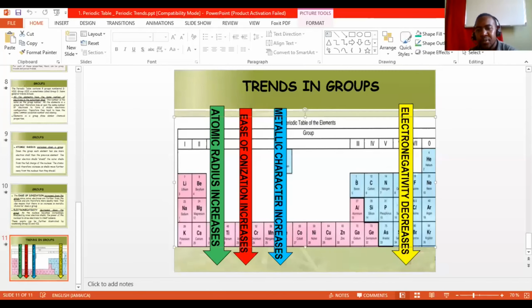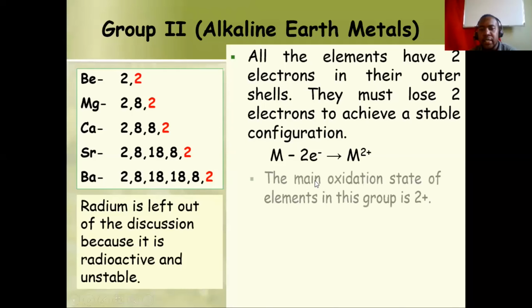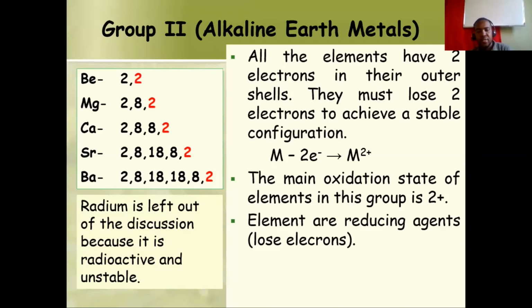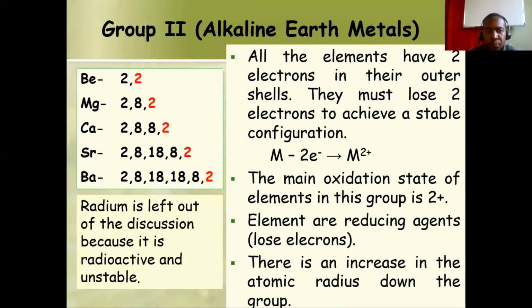So all the elements have 2 electrons on their outer shell, which is noted, right? They must lose 2 electrons to become stable, so they all will have a +2 charge when they lose electrons. All right, so the elements are reducing agents. Even though we haven't been there as yet, that means that they will all lose electrons. There is an increase in the atomic radius down the group, and we can see why, because each time you're going down, you have more shells. So that means your radius will increase.